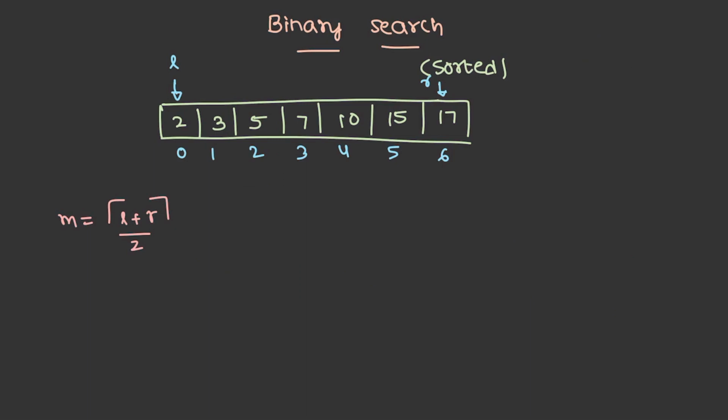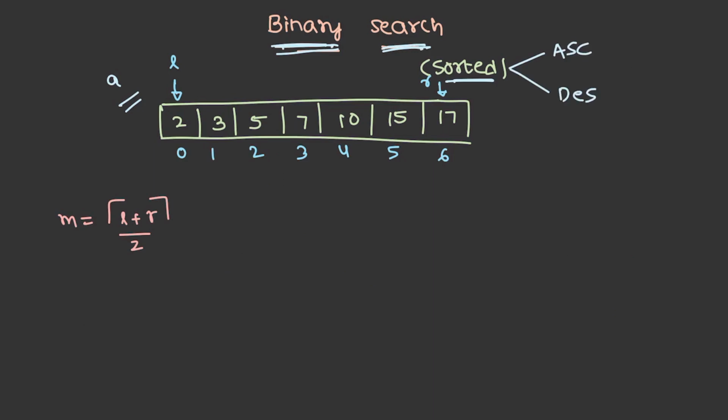Let's try to understand binary search. Consider this example. Let's consider this is an array, and you need to remember while you are working with binary search, the array needs to be sorted. Either it has to be sorted in ascending order or it has to be sorted in descending order.